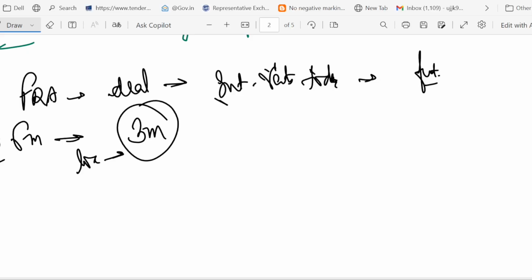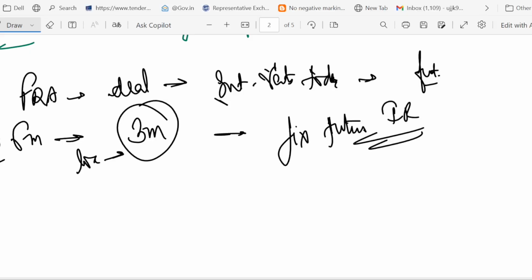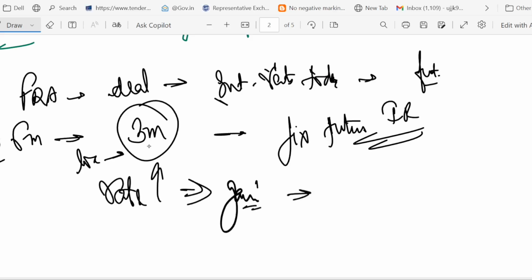You are worried: what if interest rates rise by then? So today you sign an FRA to fix that future interest rate. That is your motive. So when that 6 month period arrives, suppose the market rate goes up. What will happen? You gain, because you already locked in earlier at a lower rate.